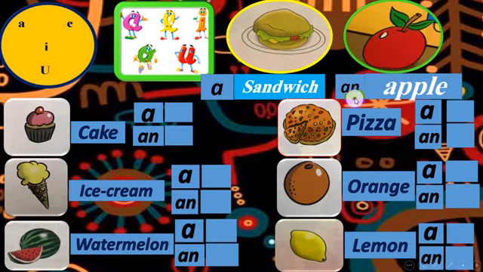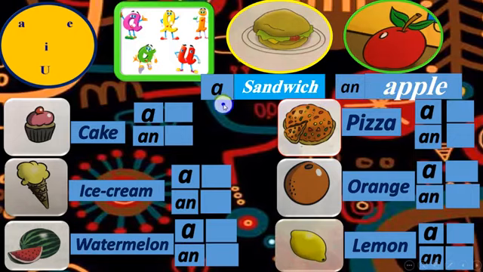Now look for the second example. We have apple. Apple starts by letter A. Is letter A in the face? Yes, very good. Yes, miss, letter A is in the face. So we said if the first letter is in the face, what do we put? Yes, very good. We put an. But if the first letter is not there, we put a.